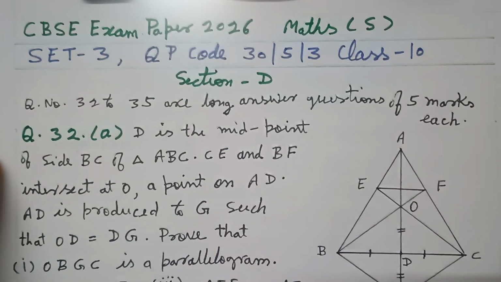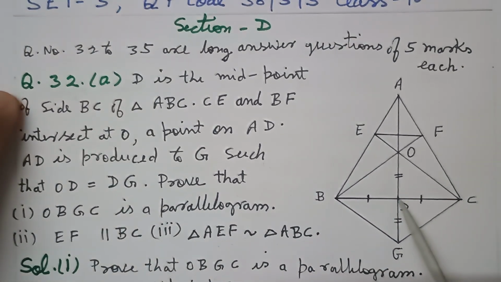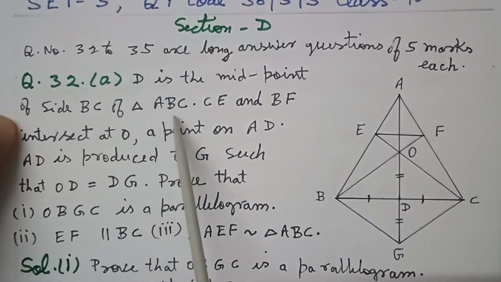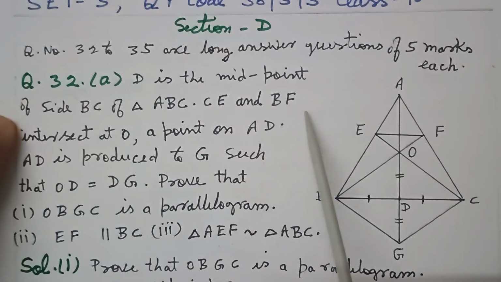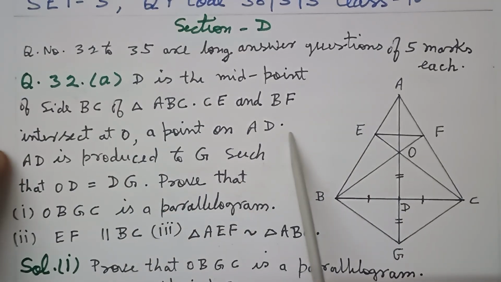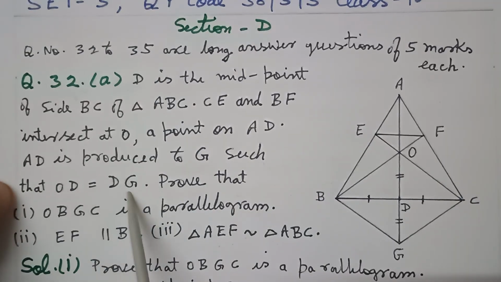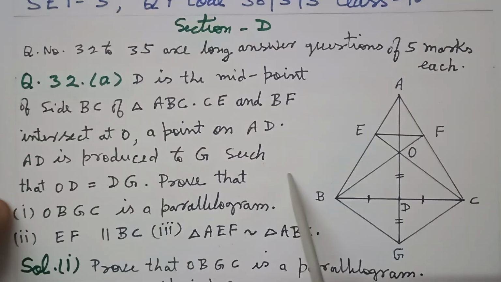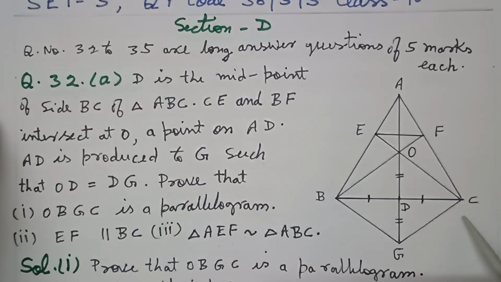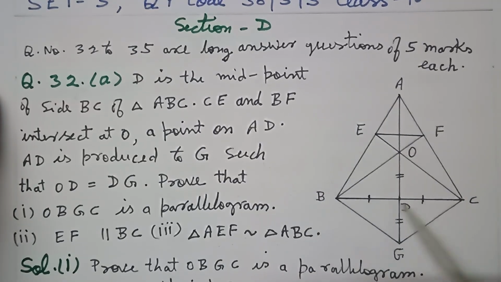D is the midpoint of side BC of a triangle ABC. CE and BF intersect at O, a point on AD. AD is produced to G such that OD is equal to DG. Prove that. So, in this question, D is the midpoint of BC of triangle ABC.